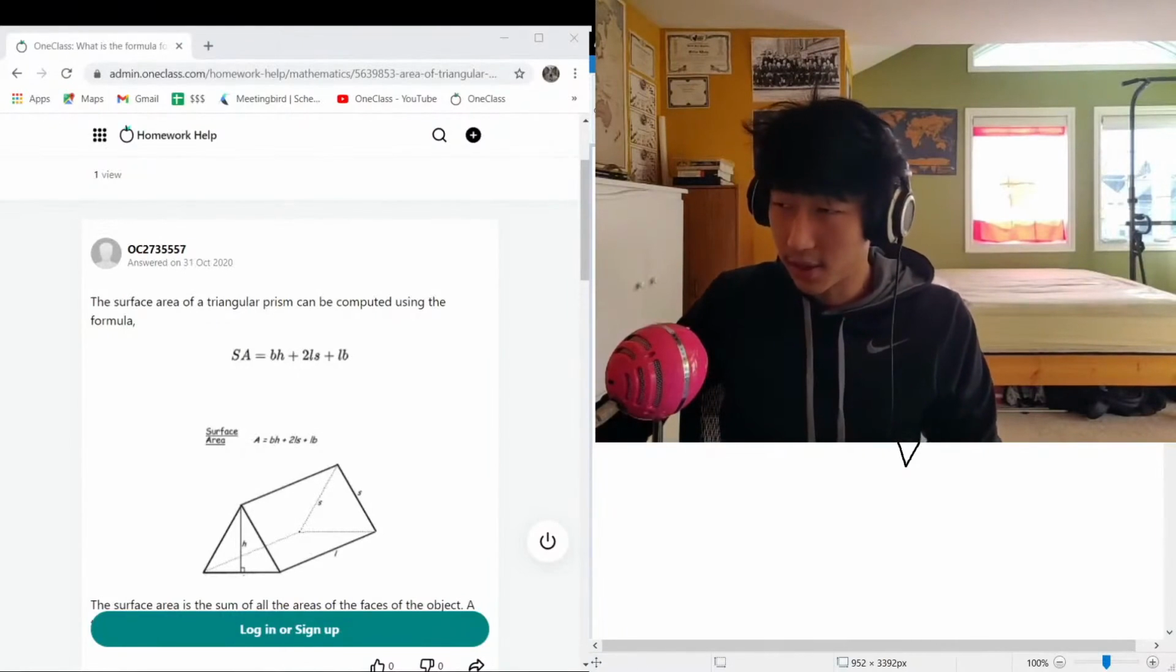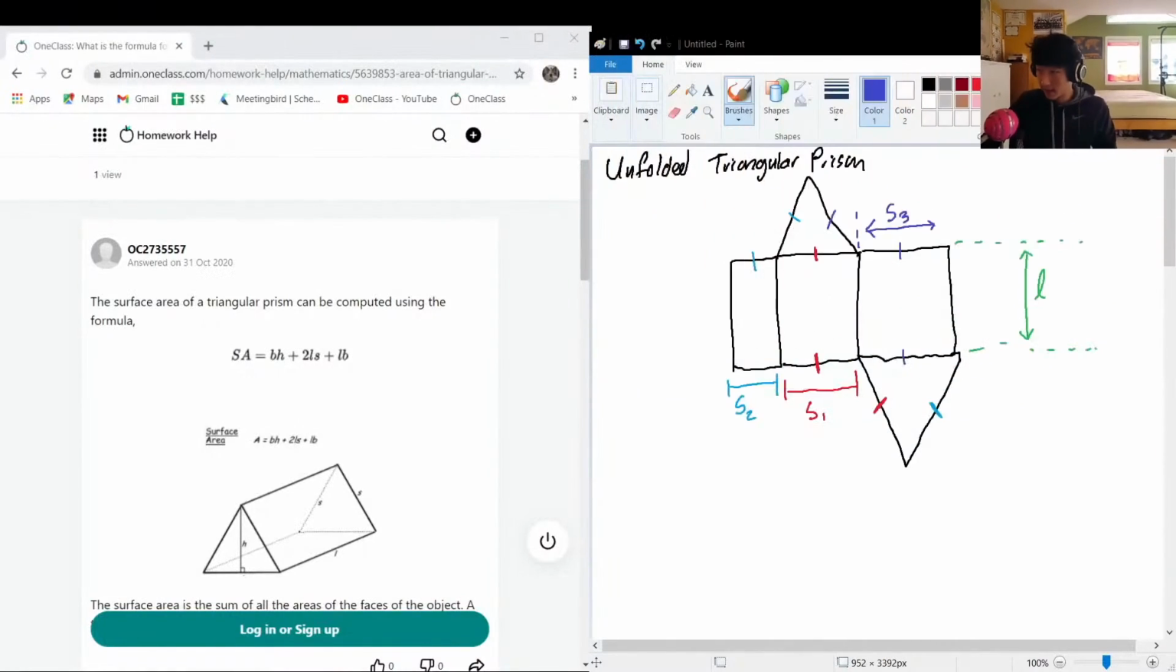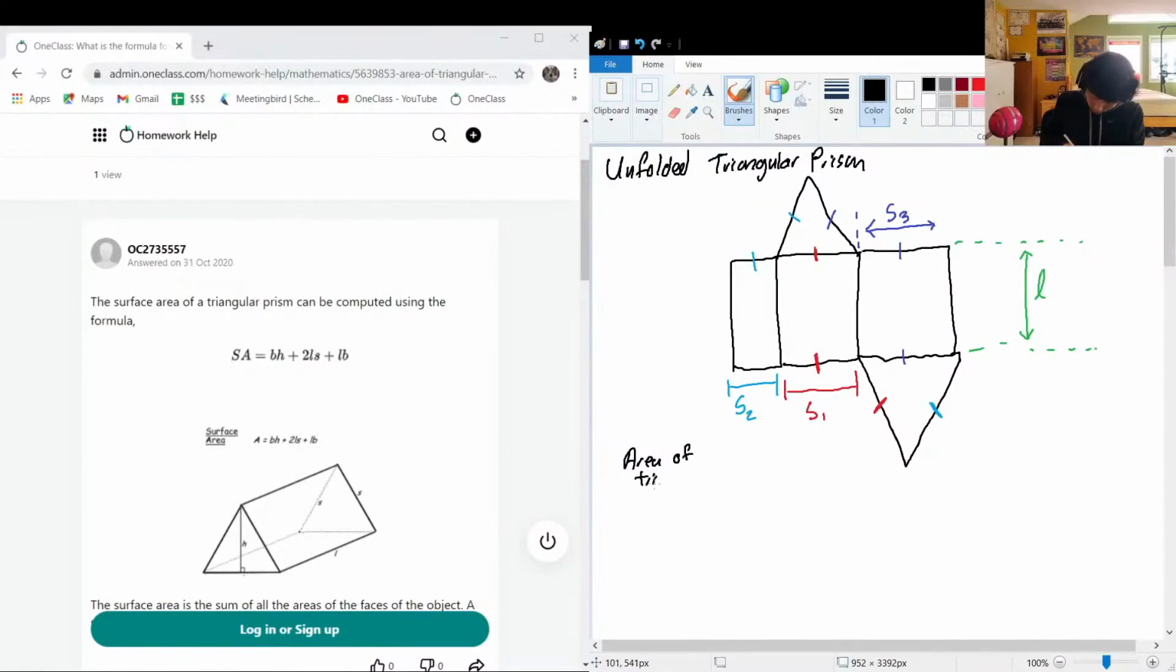Sometimes you won't be given the slants though, and you'll need to calculate them, and you can do that with a procedure like this. But let's say we do know the slants and we want to write an equation for this. So we know that the area of a triangle is base times height over 2. But we don't know the height of the triangle, right? Because we're only given the slants, which is not the same as the height.